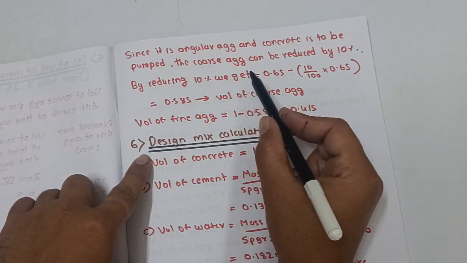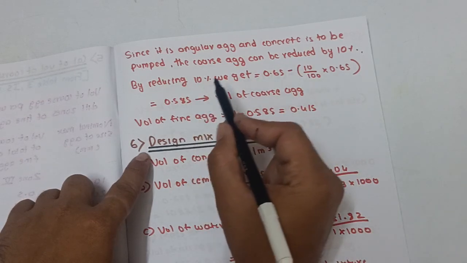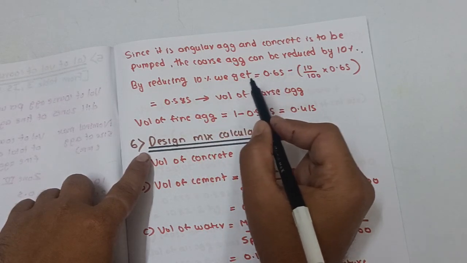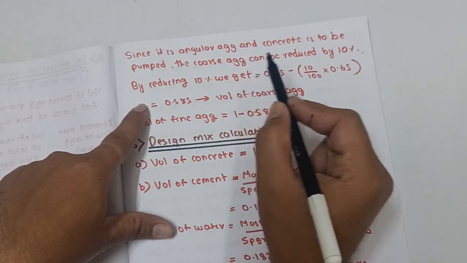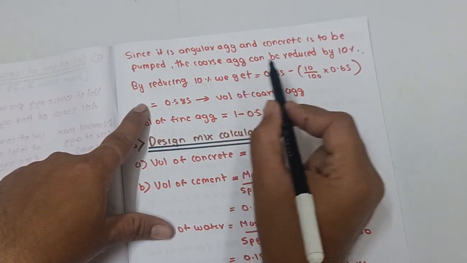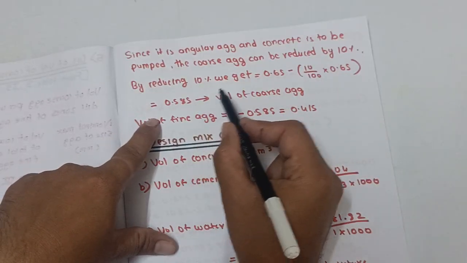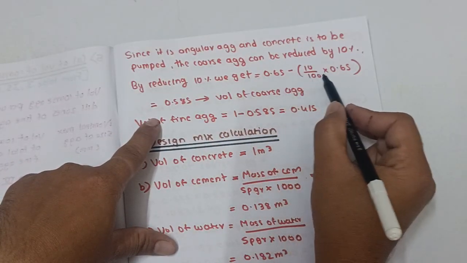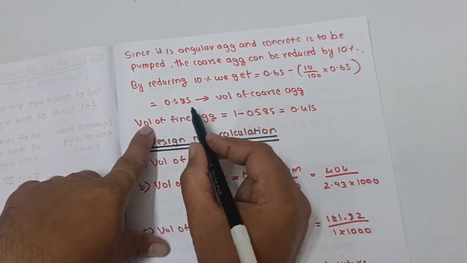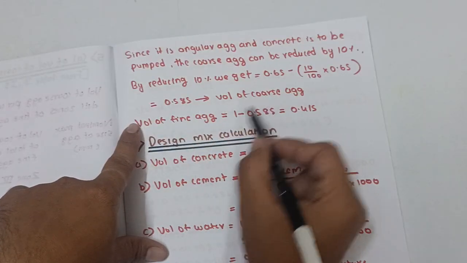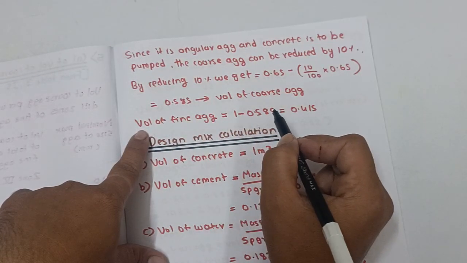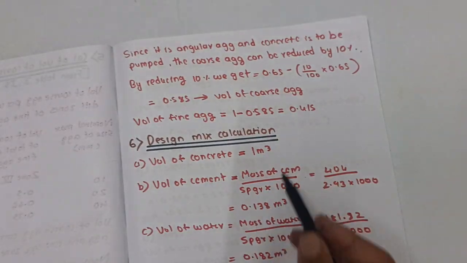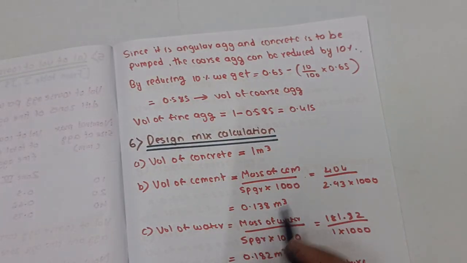Since it is angular aggregate and concrete is to be pumped, the coarse aggregate can be reduced by 10%. Concrete is pumped, so it can block the concrete pumps, so reduce the coarse aggregates by 10%. By reducing 10%, we get 0.65 minus 10% of 0.65, which is 0.585, volume of coarse aggregates. Volume of fine aggregates is 1 minus volume of coarse aggregates, that is 0.415.